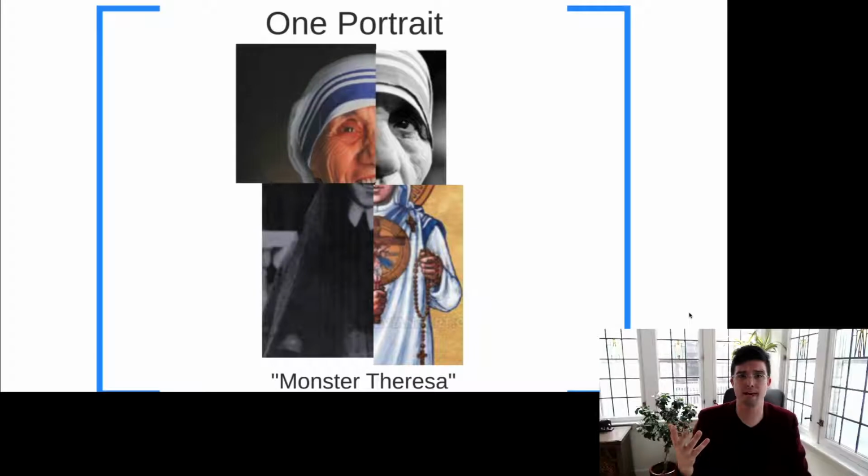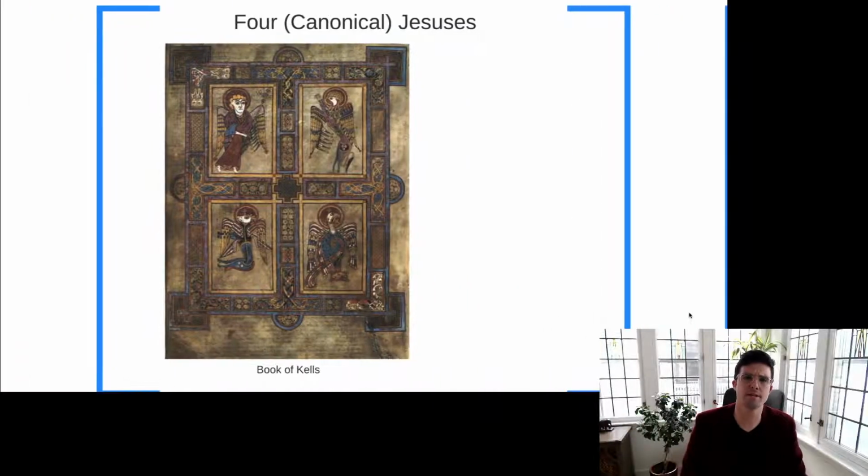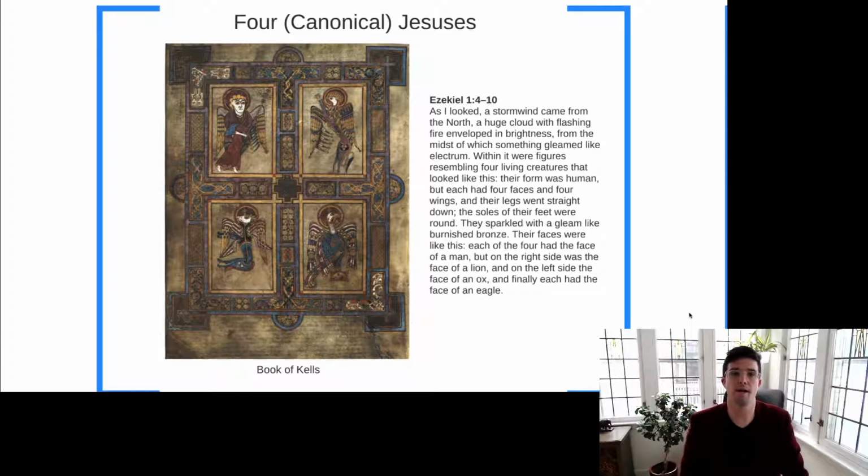The argument that many Christians have made throughout the ages, beginning in the early church, was that the same thing is true for Jesus: that having multiple Gospels gives us a fuller understanding of who Jesus was and is. These 4 different traditional images of Jesus in the different Gospels come from a passage in Ezekiel 1, verses 4 through 10, where Ezekiel has a vision of figures resembling 4 different living creatures.